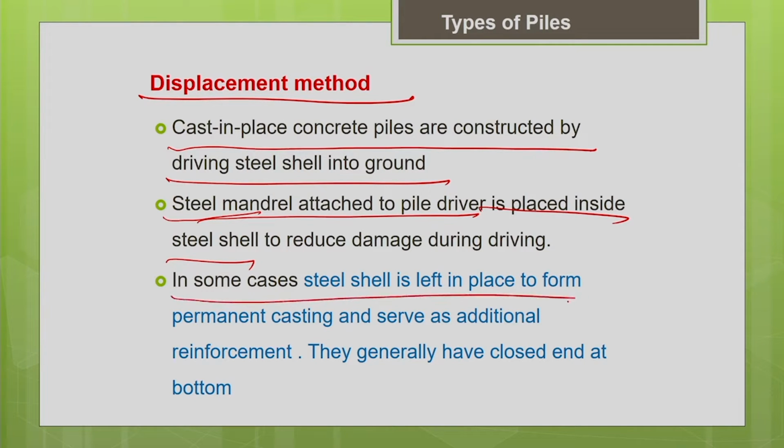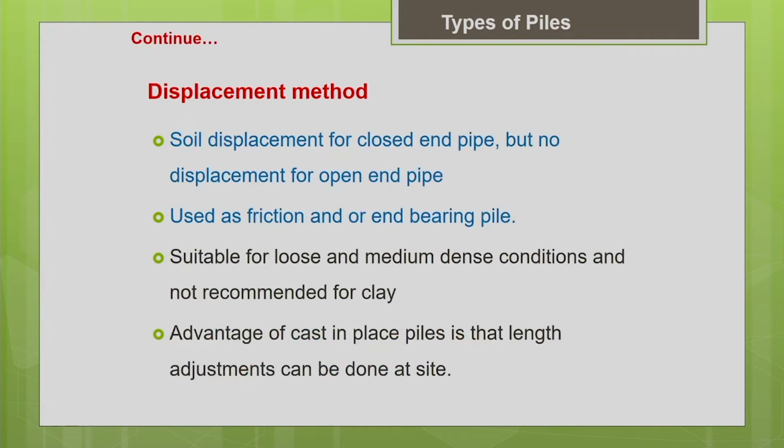In some cases, steel shell is left in place. It can act like an additional reinforcement. So, they generally have closed end at the bottom. If you are going to leave it permanent, the casing will have a closed end at the bottom. So, generally when we go for the closed end pipe, obviously there will be more soil displacement, okay, surrounding it. But if you go for open end pipe, there will not be much displacement of the surrounding soil.